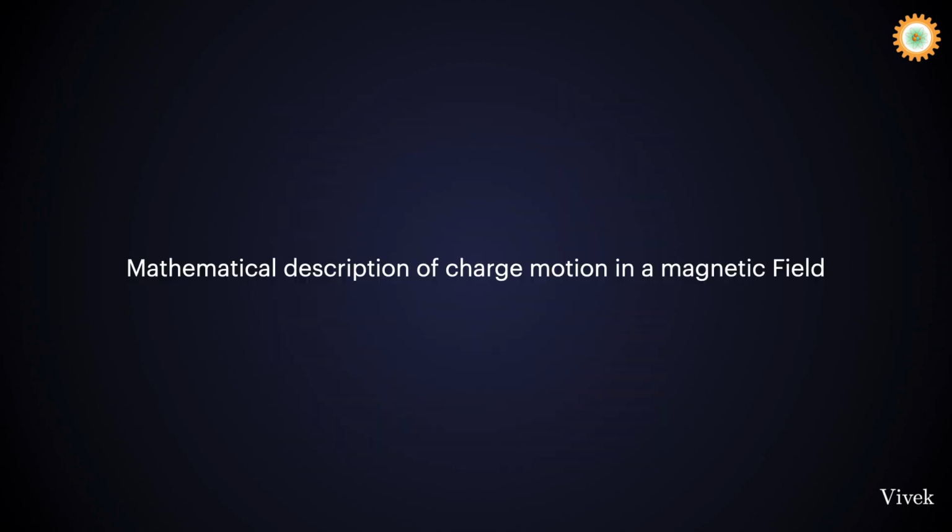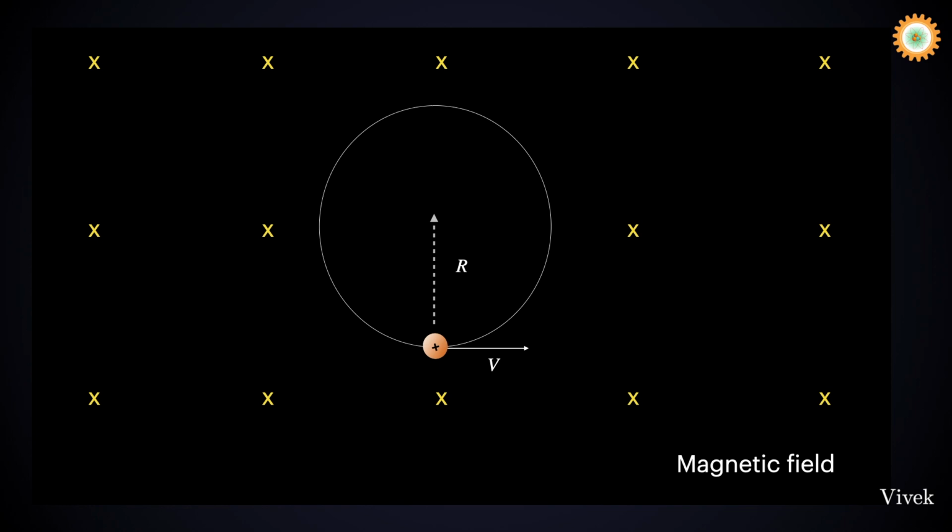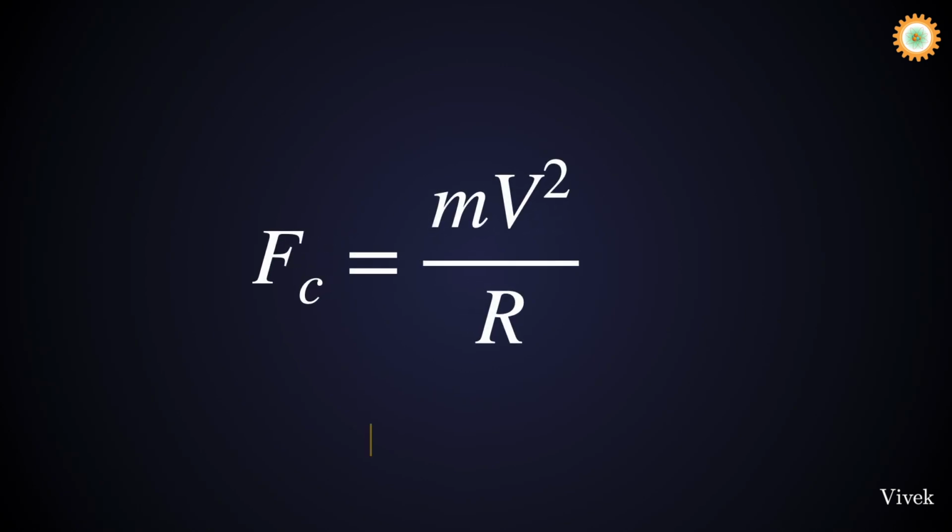Let's describe the charge motion in a magnetic field mathematically. There are two cases of charge motion, so let's describe both. 1. Circular motion. 2. Helical motion. First is the pure circular motion of the charge, which happens when velocity and field are perpendicular. So m is the mass of the charge, v is its tangential velocity, and r is the radius of the circular path. Then the centripetal force acting on the charge is Fc is equal to mv square by r.